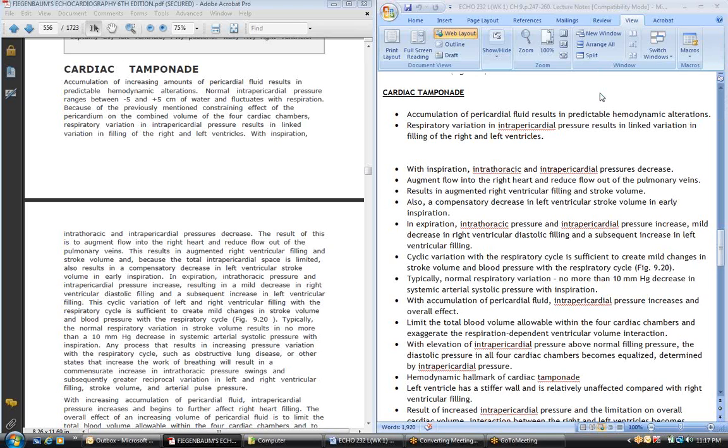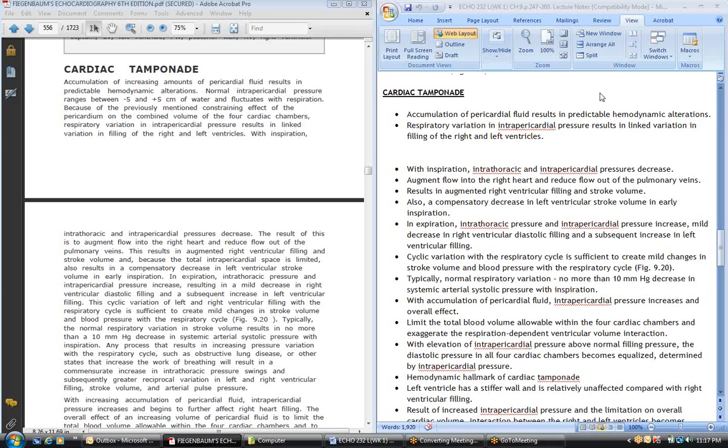My name is John Sheldon, and we're going to be covering week one's information this week, dealing with pericardial diseases, specifically cardiac tamponade, and this information is in your Feigenbaum textbook. So let's get right into it.